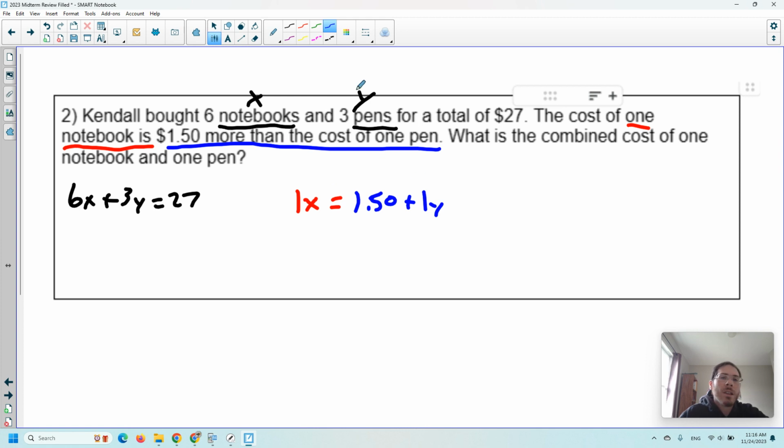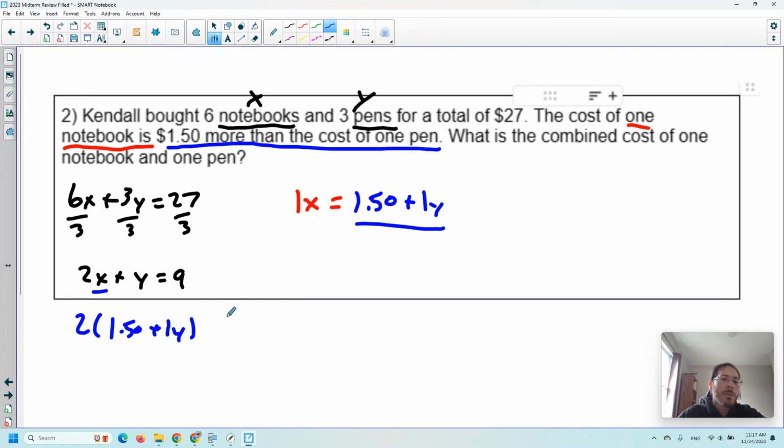So I'm going to make things a lot easier on myself by looking at this equation and saying I can divide all of those by 3. So I'm actually going to do that to get 2x plus y equals 9. All right, so I've got this equation. What I'm going to do is do a little substitution. Since I know that 1x is 1.50 plus 1y, I can go ahead and plug that in for x here. So 2 times (1.50 plus 1y) plus y equals 9.